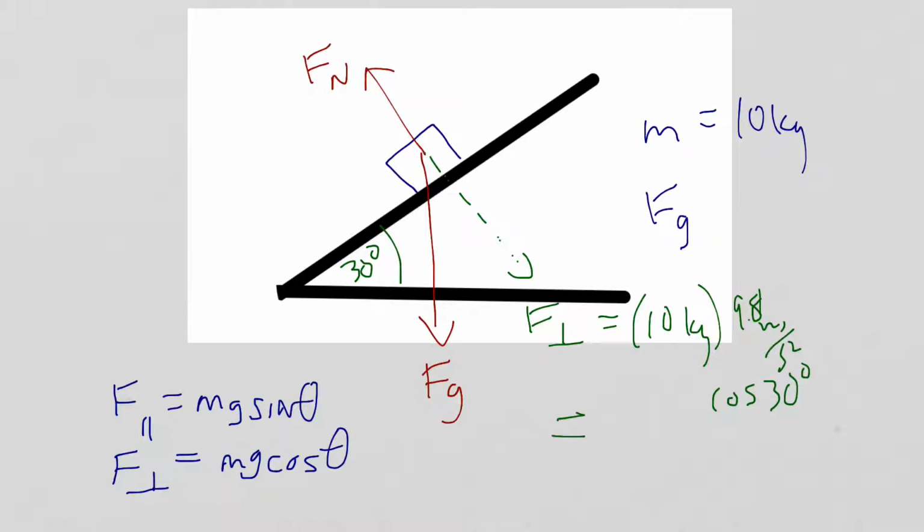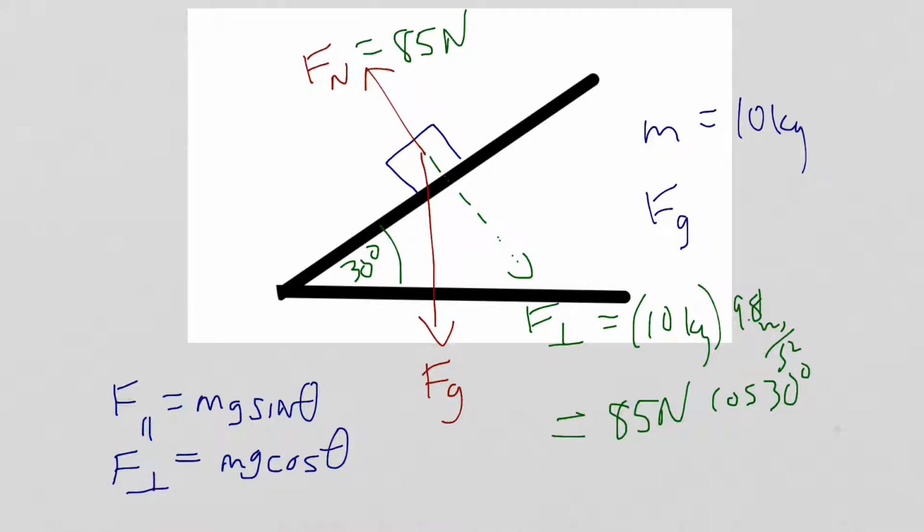So make sure your calculator is in degrees. I'm going to take 30 and take the cosine. I'm going to multiply that by 10 and multiply it by 9.81, which is little g. And I get an answer in 2 sig figs of 85 newtons. Okay, so that's the perpendicular force, which is also the normal force. So that was equal to 85 newtons.